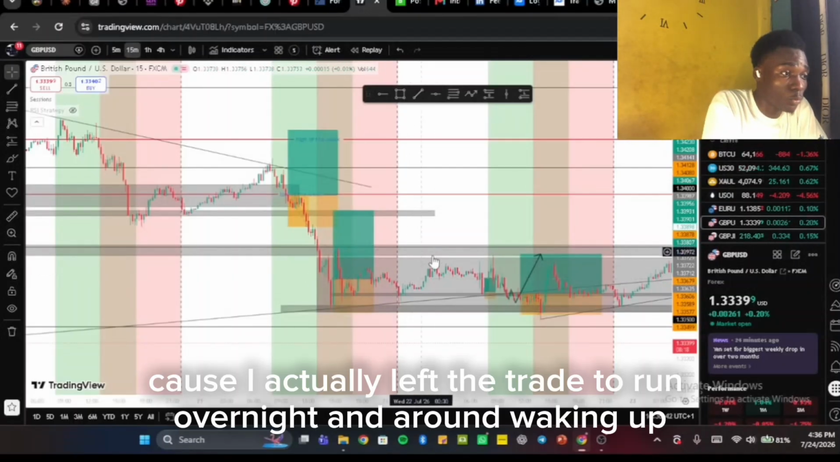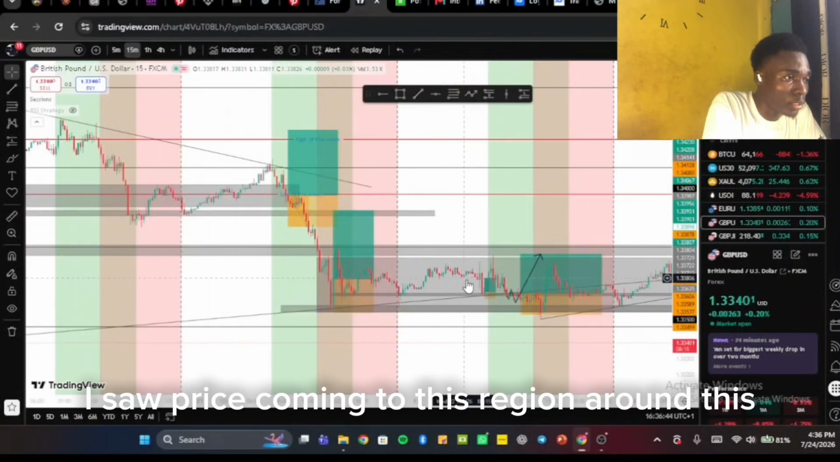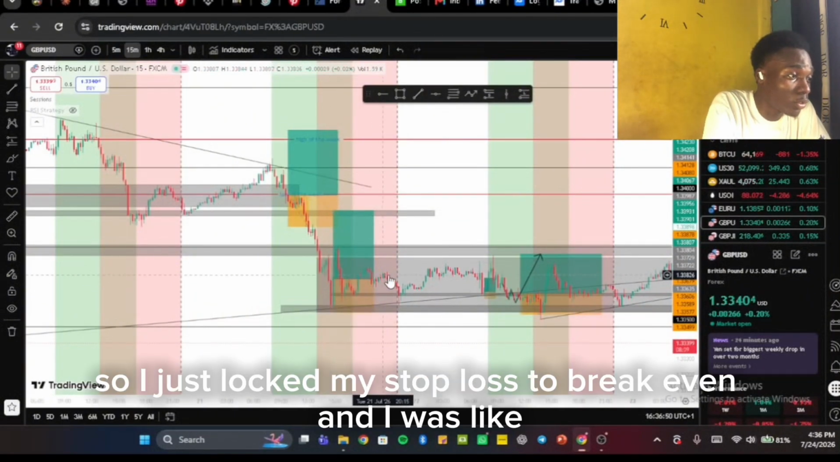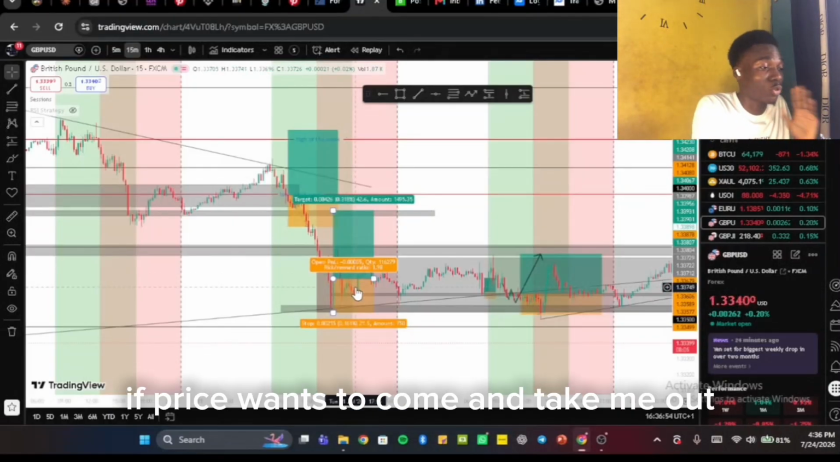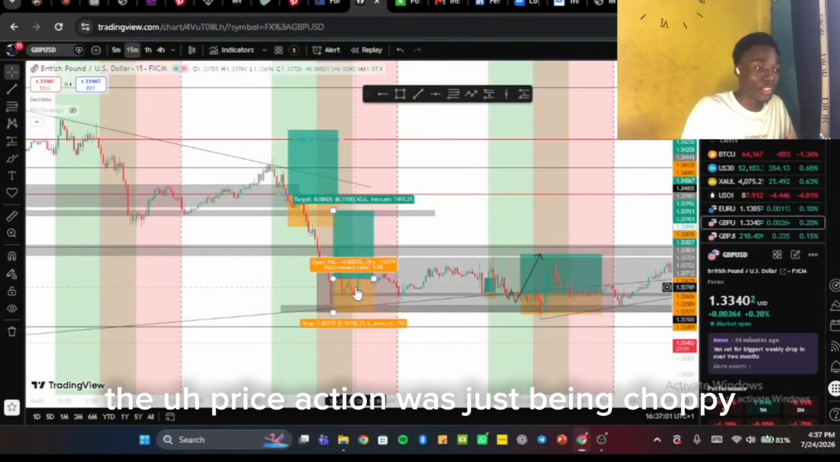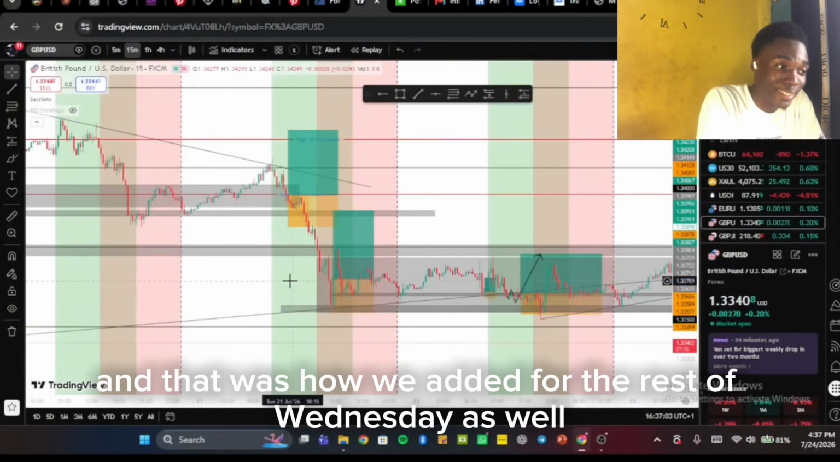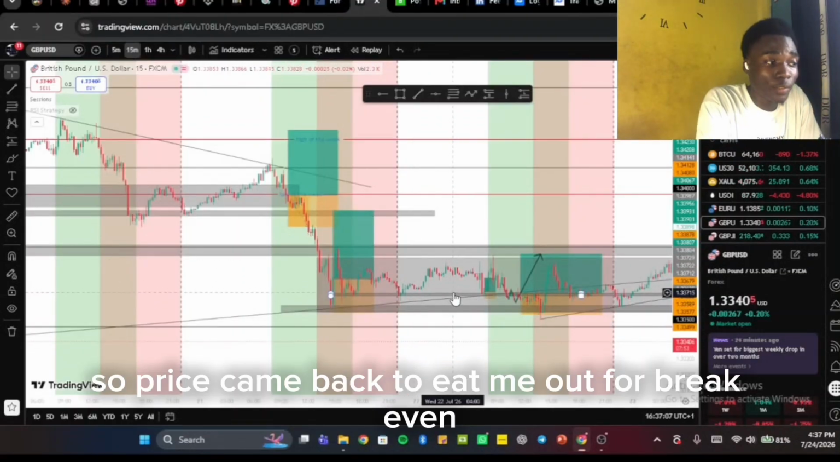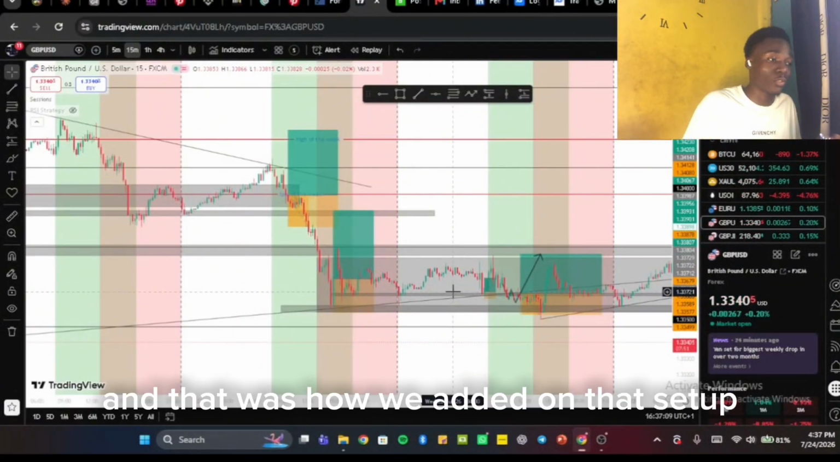Around waking up, I saw price coming to this region around this high. So I just locked my stop loss to break even, and I was like, if price wants to come and take me off, she can just come and take me off. I already held the trade for too long, and the price action was just being choppy for the rest of Wednesday as well. So price came back to hit me out for break even.